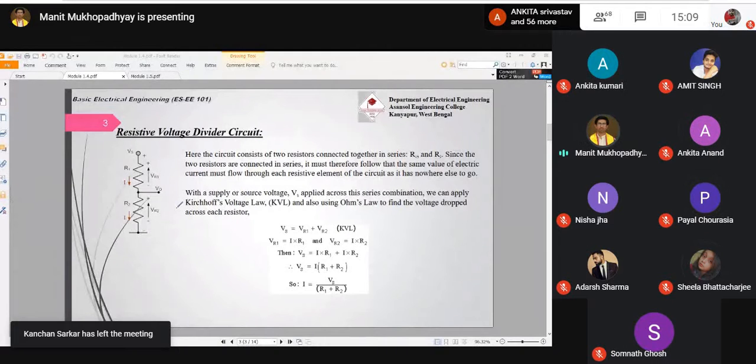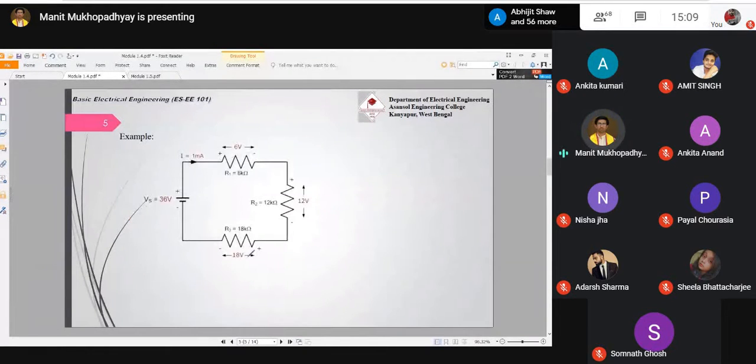Very good. So in the previous class, we studied this portion, the resistive voltage divider circuit, right? And all the calculations we already did, right? So this is a small numerical based on the previous one, and we are going to calculate the voltage drop across each resistor. Here you can see one loop is present.